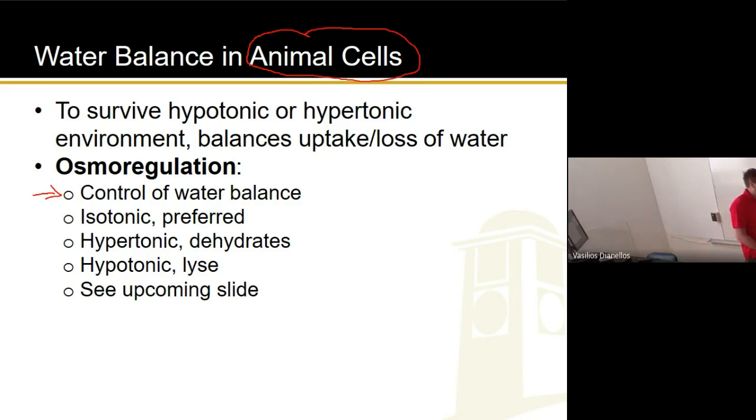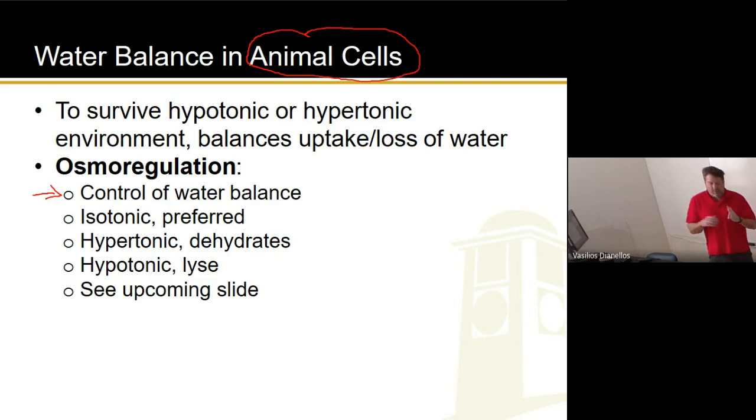But for animal cells, we prefer an isotonic environment, generally speaking. And I'll show you a picture. When I show you a picture, it'll make a lot more sense, and it's going to show you all these things I'm about to describe. Because if it's in a hypertonic environment, it's going to dehydrate.